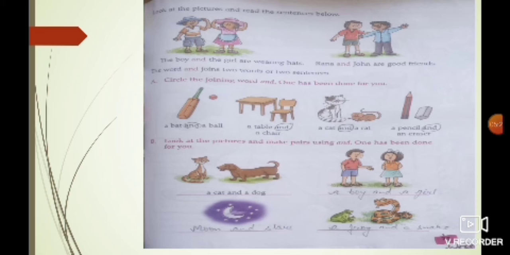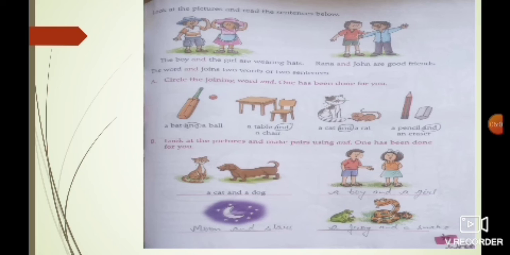So let's move on. Question number B. Look at the pictures and make pairs using and. Now what you have to do? You have to see the picture and frame a sentence using and. One has been done for you. First picture is done. In the same way you have to complete all the pictures. See the first picture, we can see a cat and a dog. And what is written? A cat and a dog.